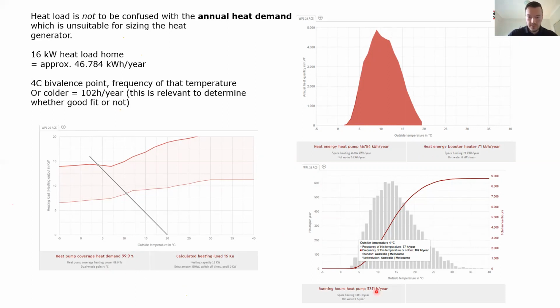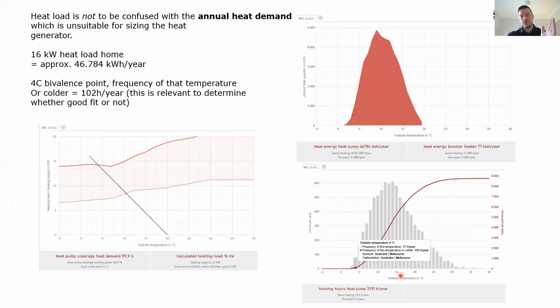And that is because if we look over here, the outside temperature 4, this is actual climate data for the area, in this case for Melbourne. I don't know if you guys can read it, I hope you can. It basically says frequency of this temperature or colder. So 4 degrees or less than 4 degrees in this climate area is only 102 hours per year. It's not a lot. And that's why, over the course of 3,311 running hours a year, those 100 hours are really not that much.